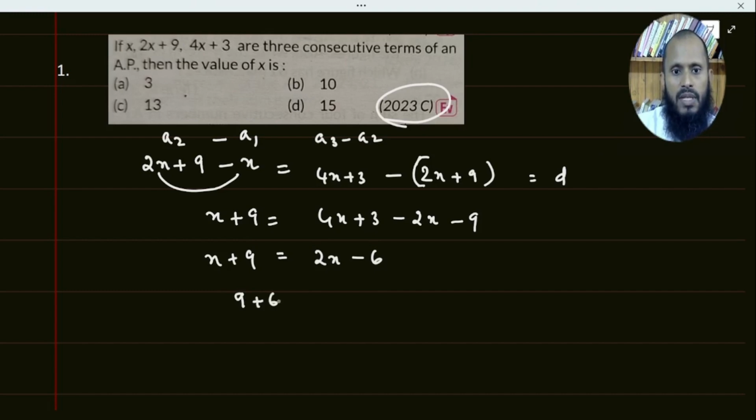Minus 6 will become plus 6. And 2x will remain there, and x to the other side will make it minus x. So 15 equal to x. So that is our answer. X will be equal to 15. Option D is correct answer. Okay. So we'll move to the next question.